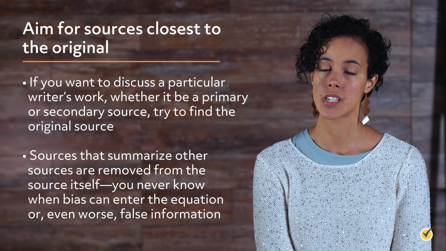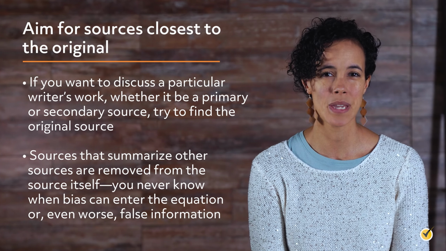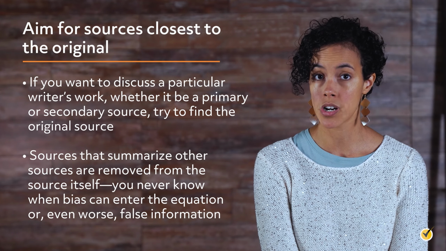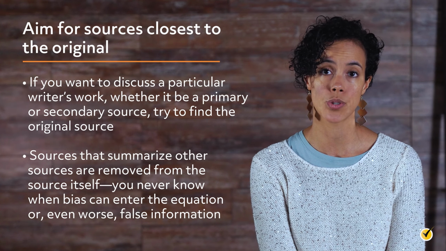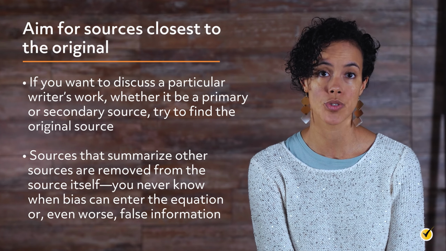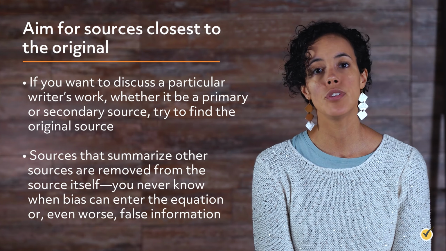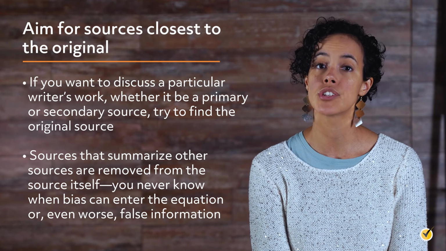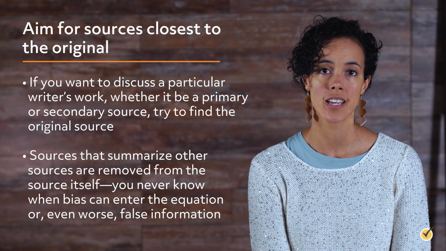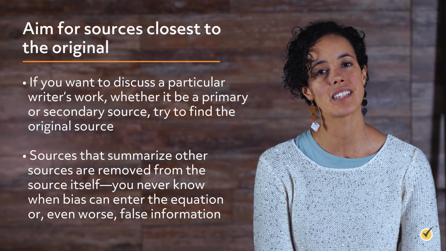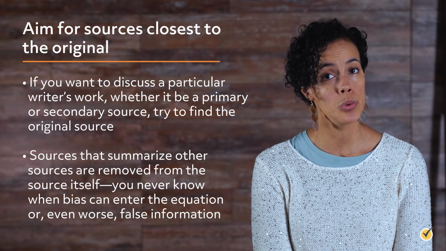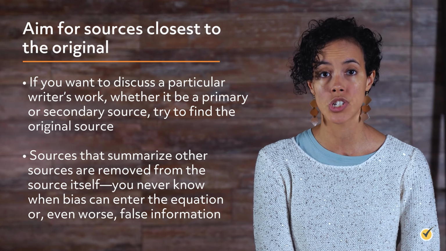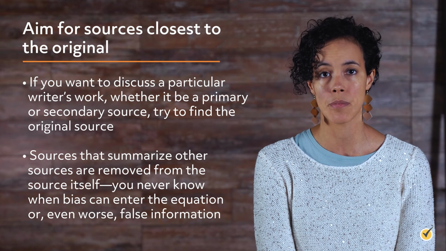Aim for sources closest to the original. What does this mean? Simply put, if you want to discuss a particular writer's work, whether it be a primary or secondary source, try to find the original source. For example, instead of using a summary from Wikipedia or Cliff Notes, aim to familiarize yourself with a primary source. This is important because sources that summarize other sources are removed from the source itself. You never know when a bias can enter the equation or, even worse, false information.